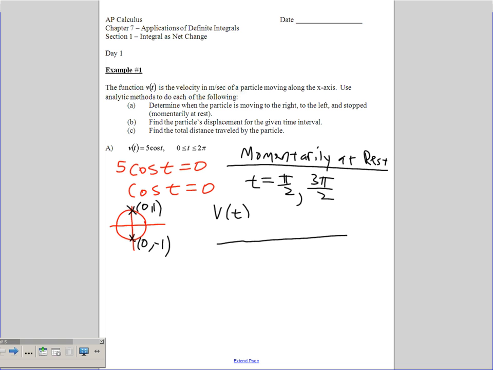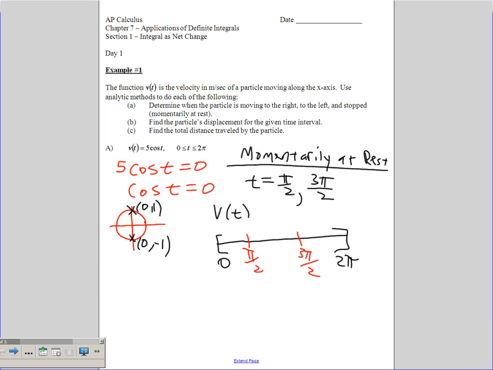We're only going from 0 to 2 pi, so we'll put that at the end, because this is a periodic function. It goes on forever. And then we're going to label our critical points. Here's pi over 2. And here's 3 pi over 2.